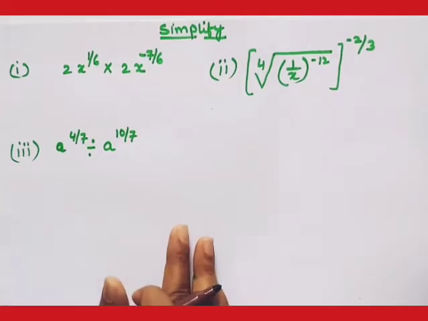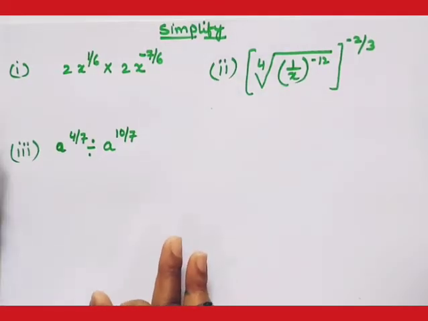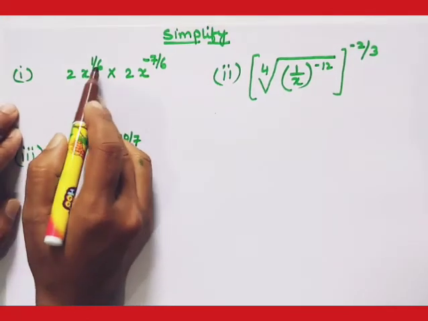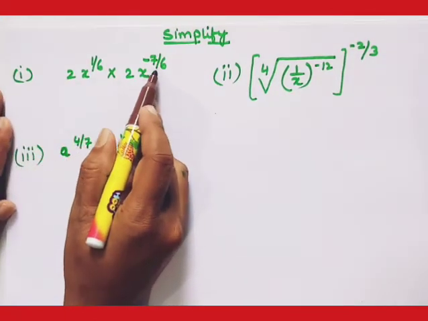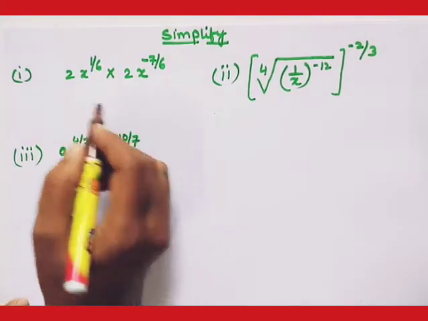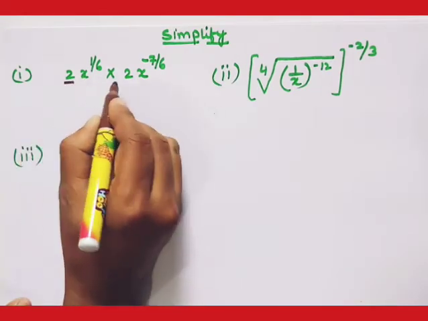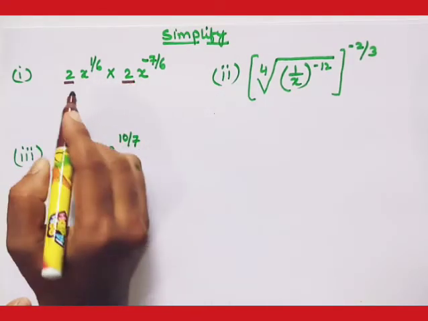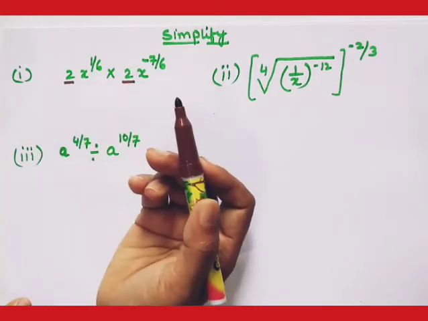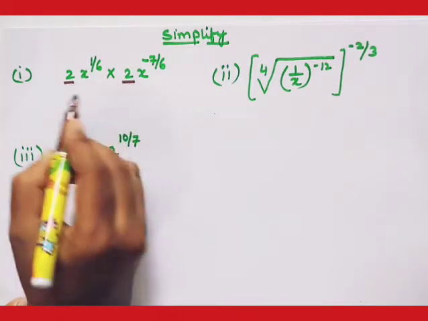Now children, let us see how we can simplify these questions. 2x to the power 1 by 6 into 2x to the power minus 7 by 6. Nothing to worry here. See, this is numeric and this is also a numerical value. So 2 power 1 and 2 power 1, it is 2 power 1 plus 1, or simply 2 into 2 is your 4.